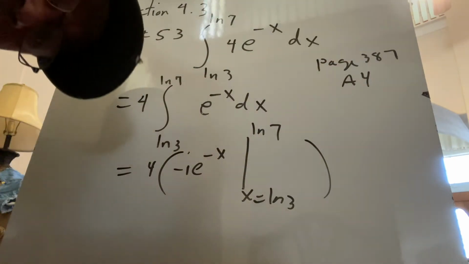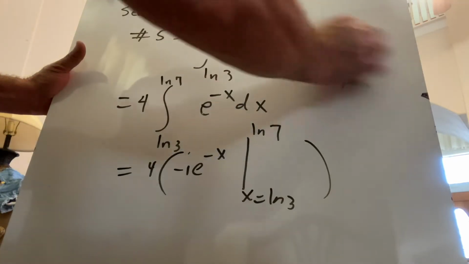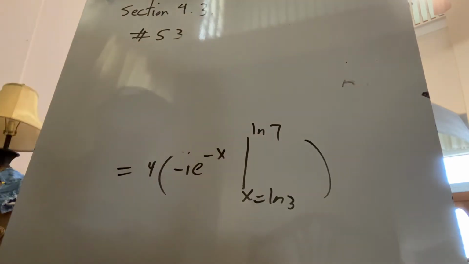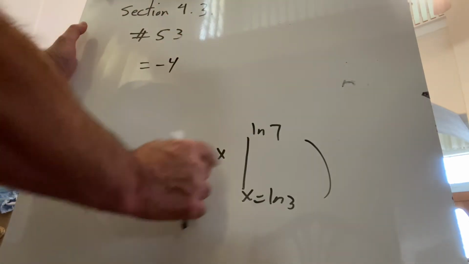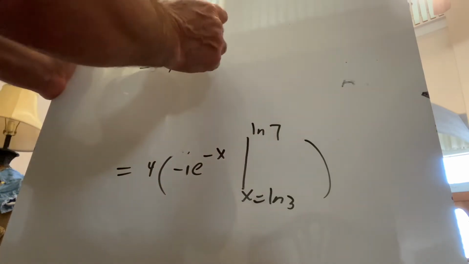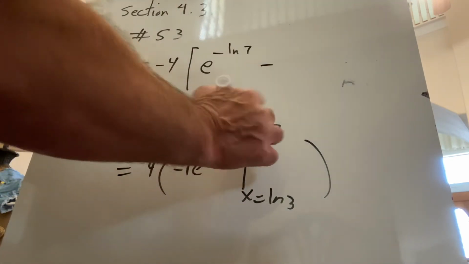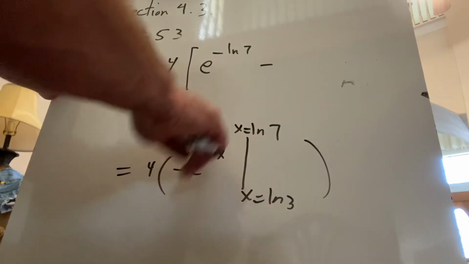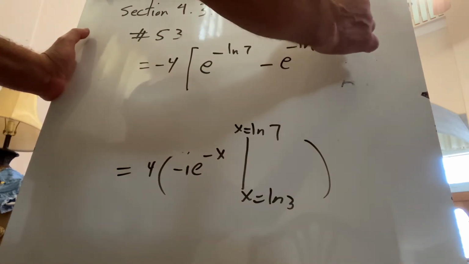So I'm going to go ahead and take it upstairs. From here, I'm just going to pull the negative next to the 4, so that becomes negative 4. Then we plug in the top value first, which is what the fundamental theorem of calculus says. Don't forget your x is natural log of 7 and then natural log of 3, so I'm just replacing x with the upper and lower limits. That becomes e to the negative natural log of 7 minus e to the negative natural log of 3.